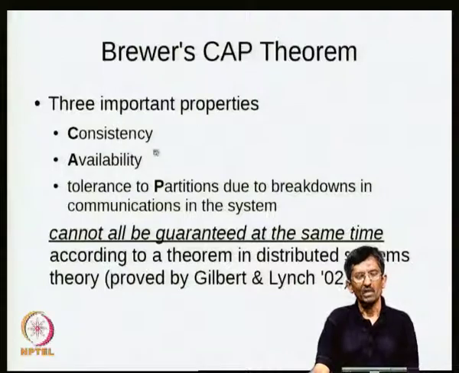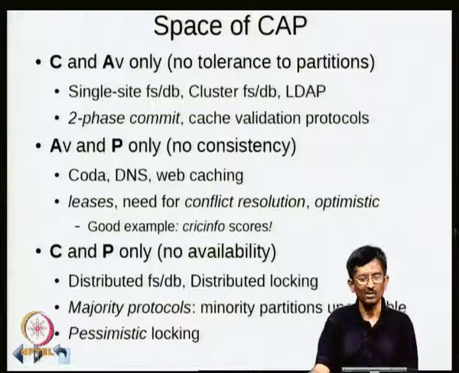All these 3 things are typically important for us. I want my data to be consistent, I want the data to be available, and I do not want my data to be inaccessible just because some partition takes place somewhere else. I do not want a situation where I cannot access something just because some failure is taking place elsewhere. All these things are important, but surprisingly, according to this theorem, it is not possible.